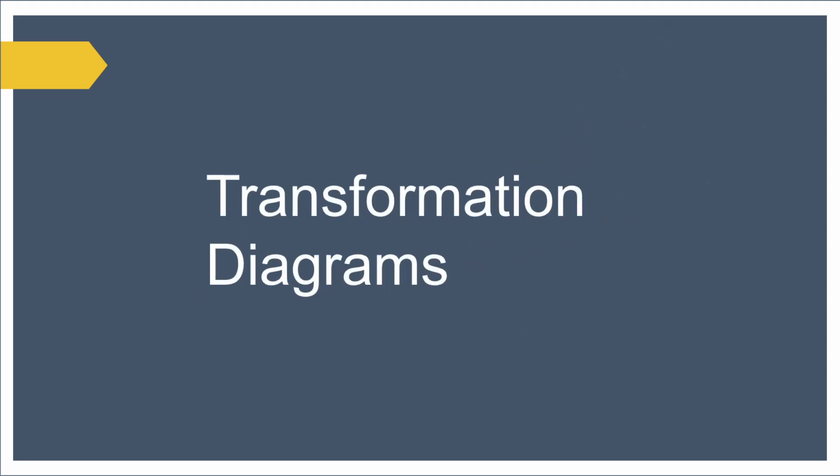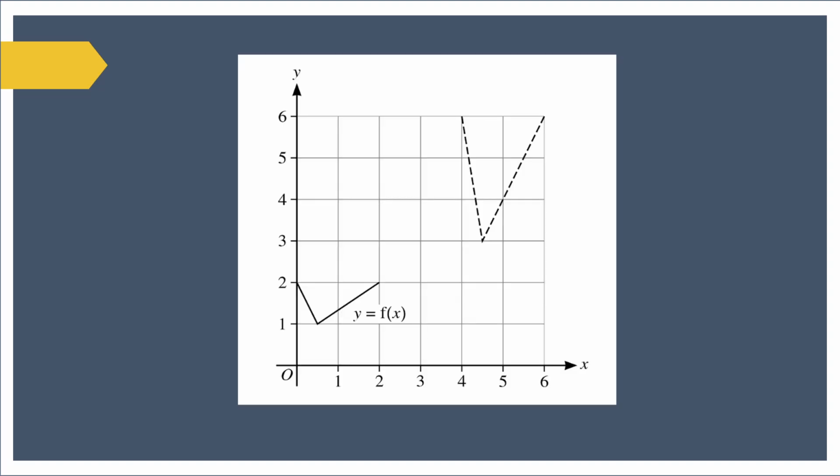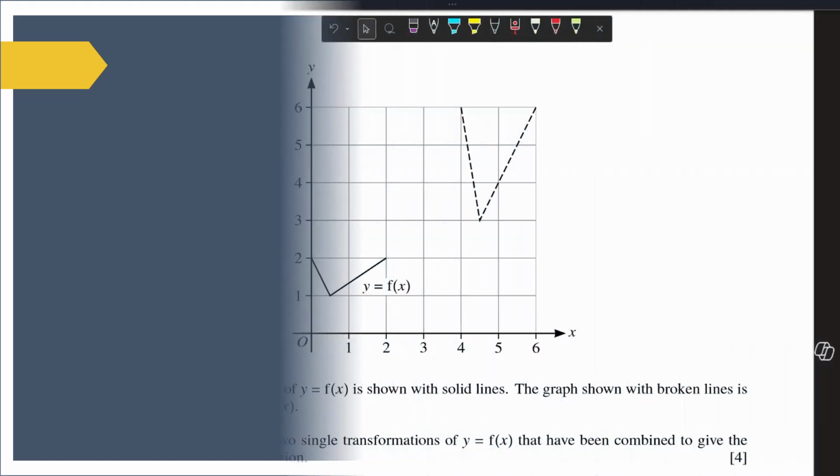So at this point, we'd want to talk about transformation diagrams. And here we will specifically be looking at problems in which you are given the graph of an original function and the graph of the image produced by the function under a sequence of transformations. And from here, you're asked to describe the sequence of transformations that produced that image function. So we will be looking at a couple of examples, starting with this particular one.